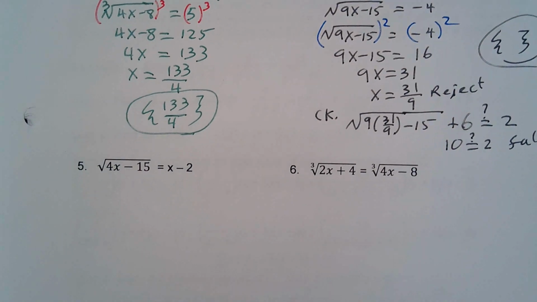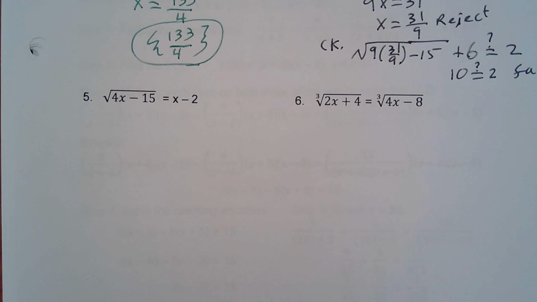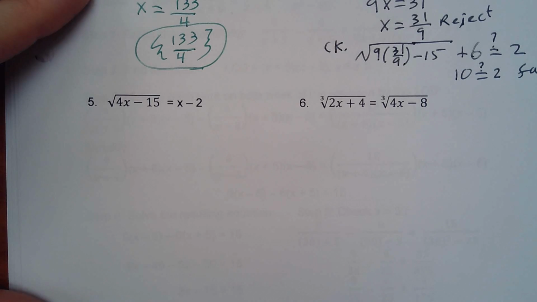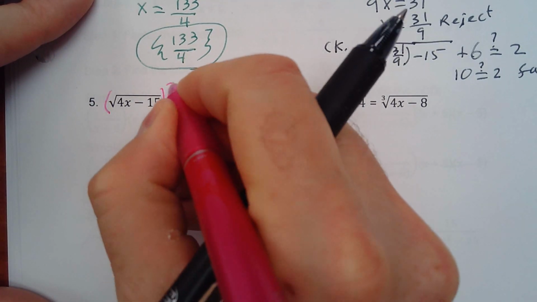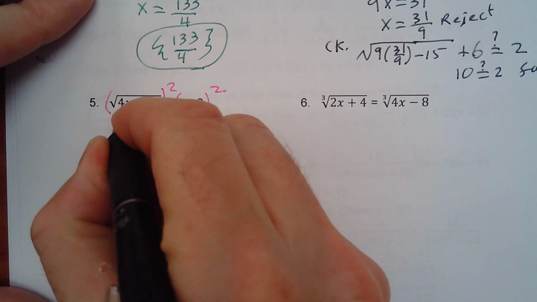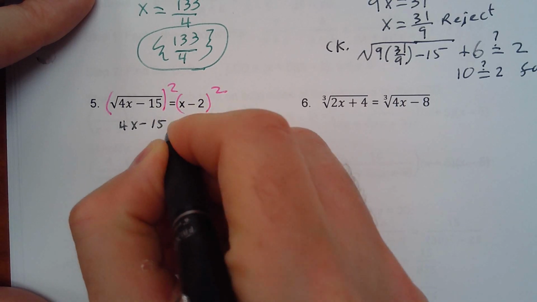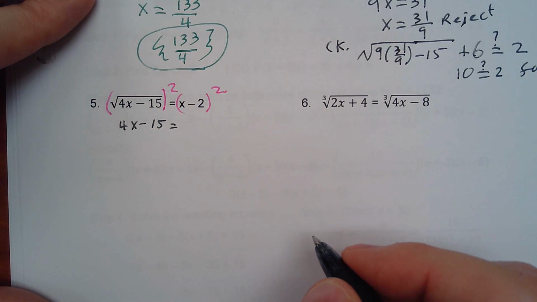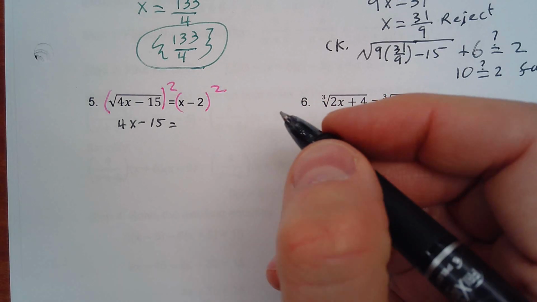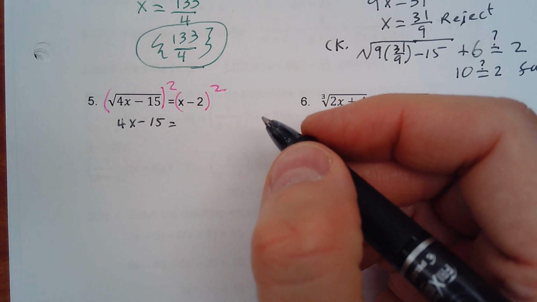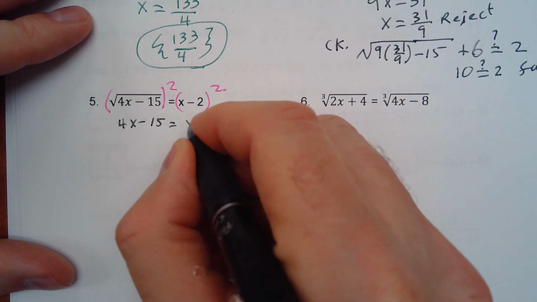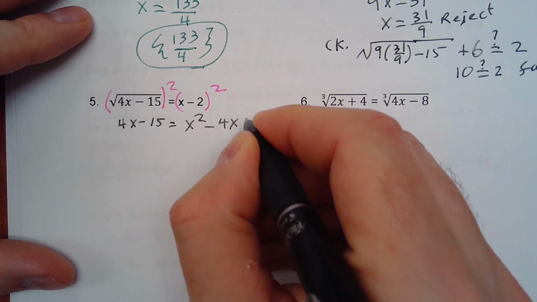All right, let's try the next one. Ooh, okay. Well, the good news is the radical is already by itself, so we're just going to go ahead and square both sides. You square this side as well. So this side's 4x minus 15. This side we need a FOIL. So you're going to rewrite that as x minus 2 times x minus 2. And that would give us x squared minus 4x plus 4.